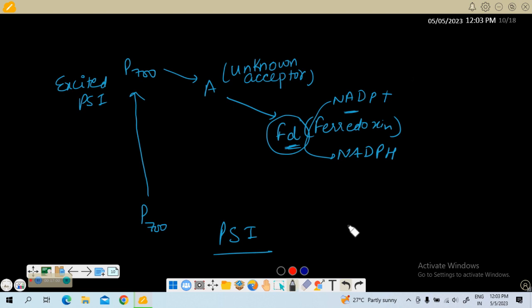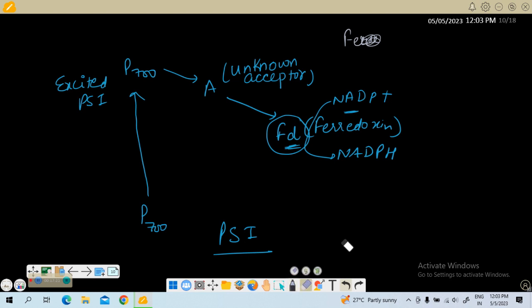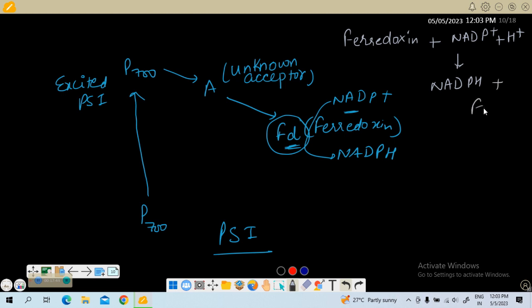Now the reaction is like this: reduced ferredoxin plus NADP positive plus H positive forms NADPH plus ferredoxin. This is oxidized and this is reduced.